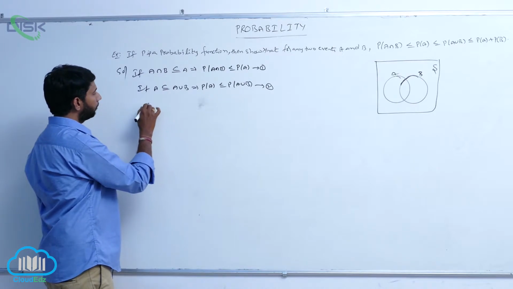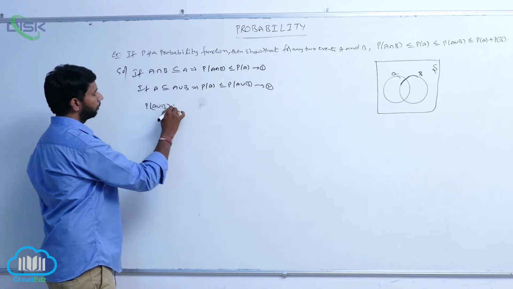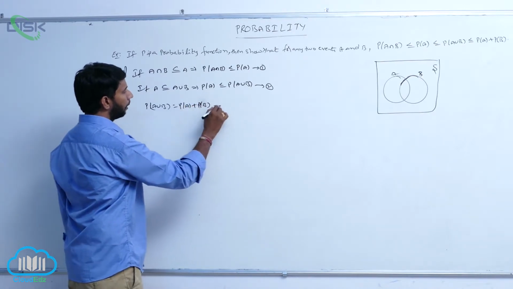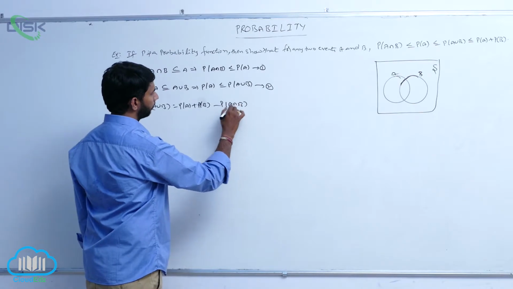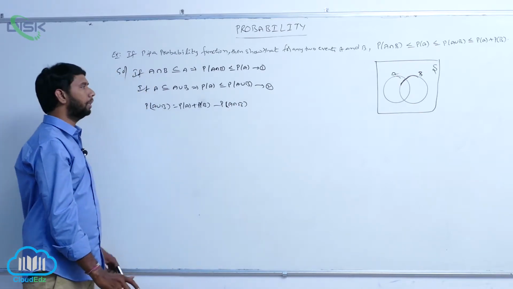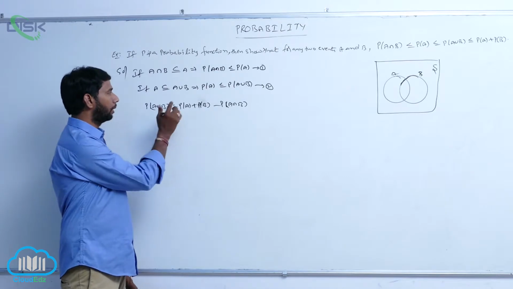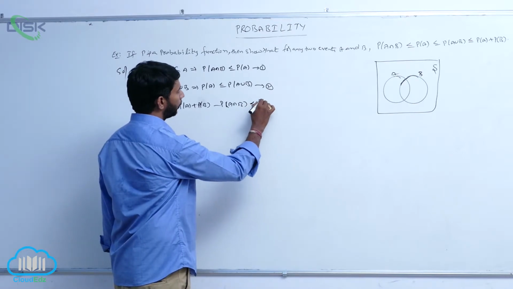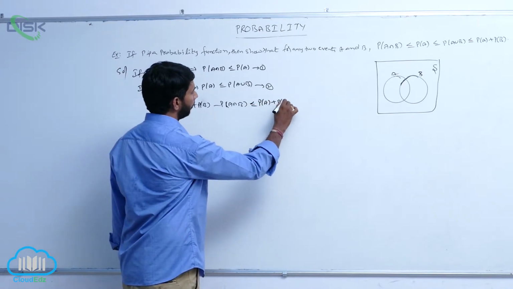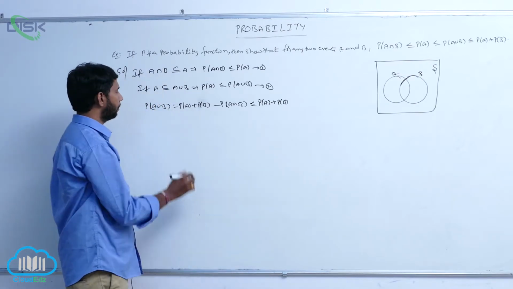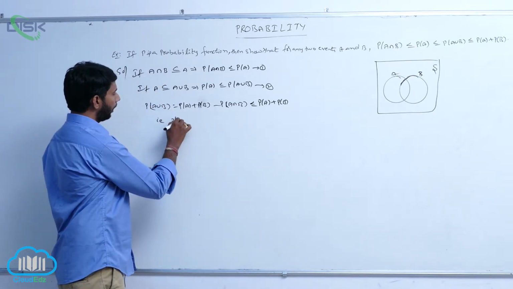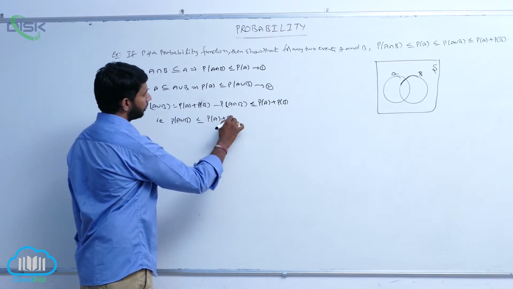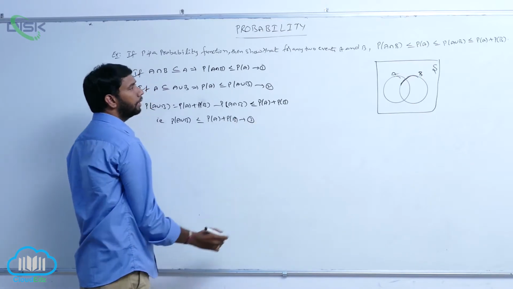By using the addition theorem, P of A union B is equal to P of A plus P of B minus P of A intersection B. That is the addition theorem. P of A union B equals P of A plus P of B minus P of A intersection B, which is less than or equal to P of A plus P of B. That is, P of A union B is less than or equal to P of A plus P of B. This is condition number 3.